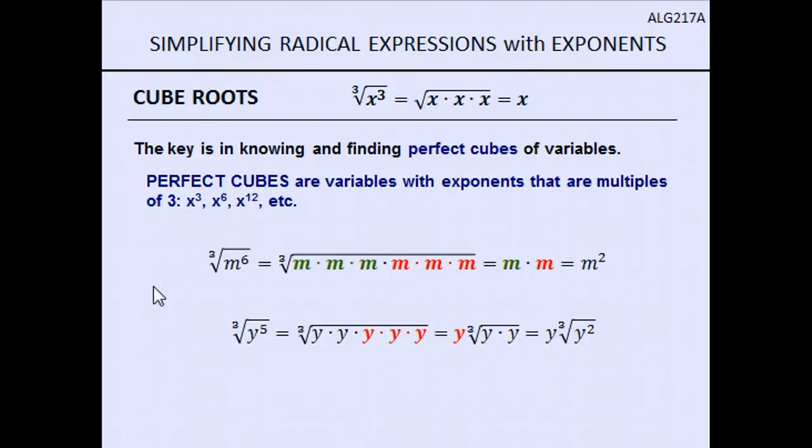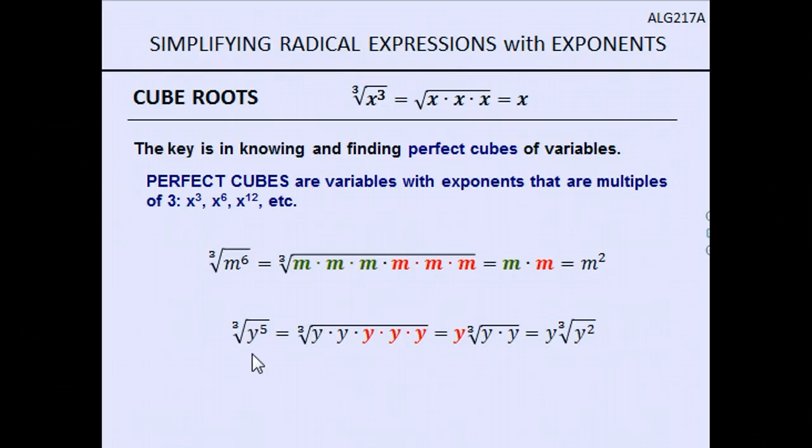So here we have the cube root of m to the 6th. That means we have 6 m's, and it's the cube root, so we are looking for 3. So here we have 3 m's, and here we have 3 m's. So we can pull out an m from here, that would be this one. We can pull out an m from here, that would be this one. And m times m is m squared. So the cube root of m to the 6th is m squared.